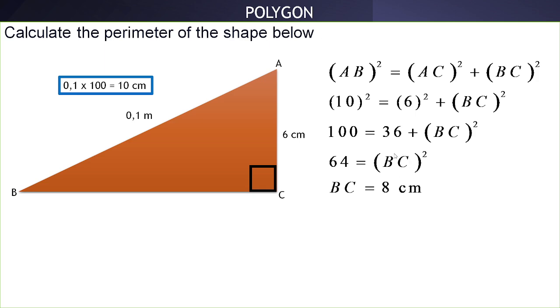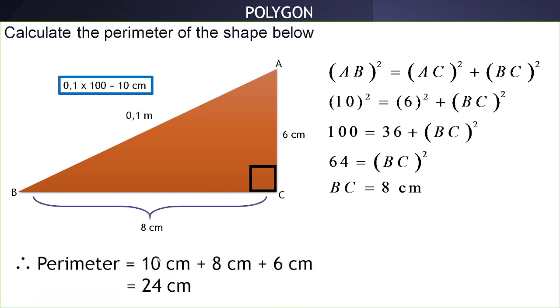Now how do we isolate for BC? We take the positive square root on both sides, and the square root of 64 will then give us 8. So now we found the length of the unknown side, which was BC, as 8. Now we need to find the perimeter. And how do we find the perimeter? Perimeter is the distance around the shape. So we'll have 10 centimeters plus 8 centimeters plus 6 centimeters, and that will give us 24 centimeters.